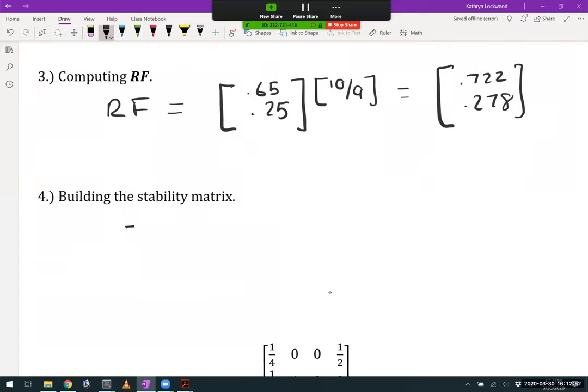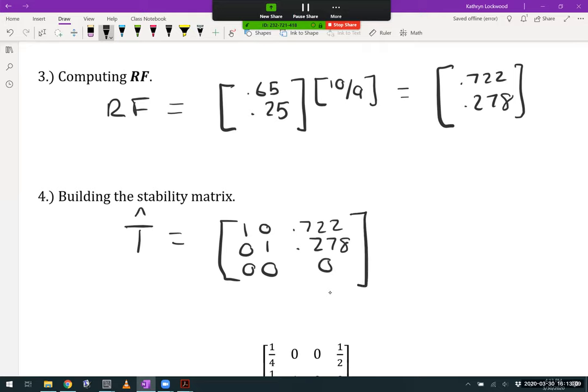Finally, the stability matrix T hat is formed by putting the identity matrix and all zeros below it back where they were in the standard form, then replacing the top right block with RF and all zeros below that. I'll put the labels for the states back in the same way that they were for the standard form. Now, if I were to read off the stability matrix, it would say that if the Markov chain began in the non-absorbing state 2, with probability about 0.722, it will eventually be absorbed into state 1. And with probability 0.278, it will eventually be absorbed into state 3.